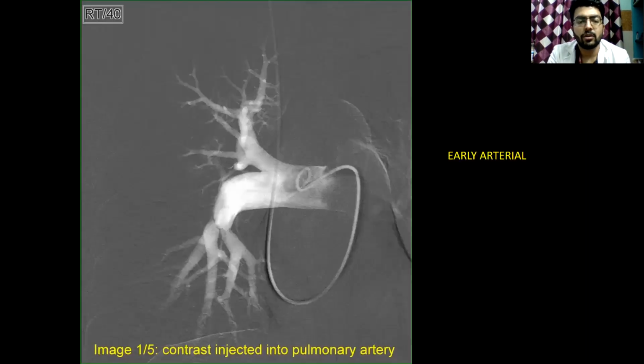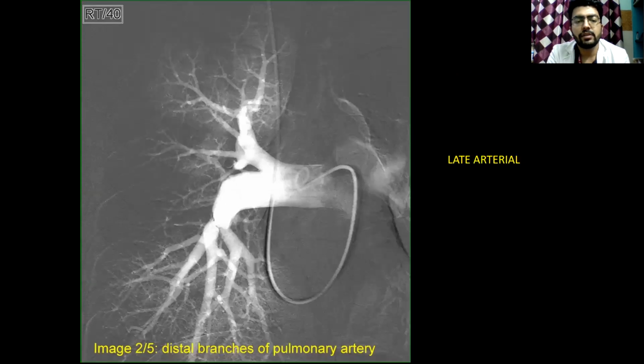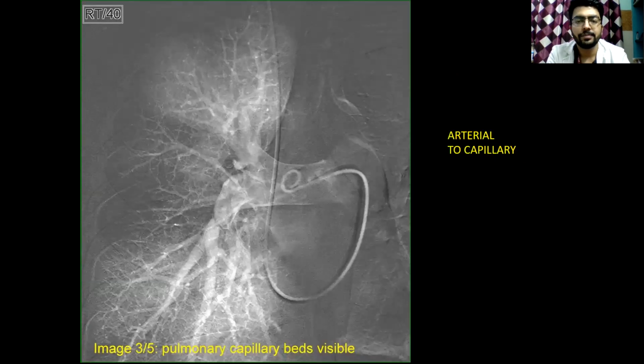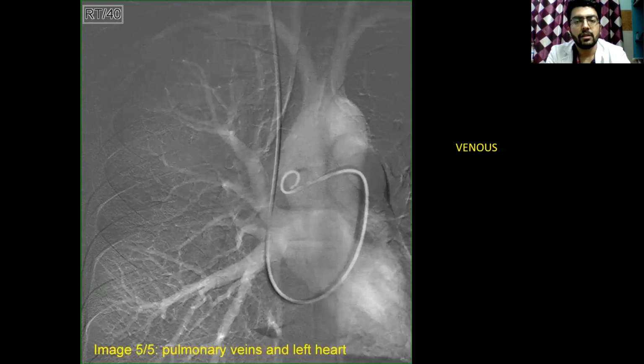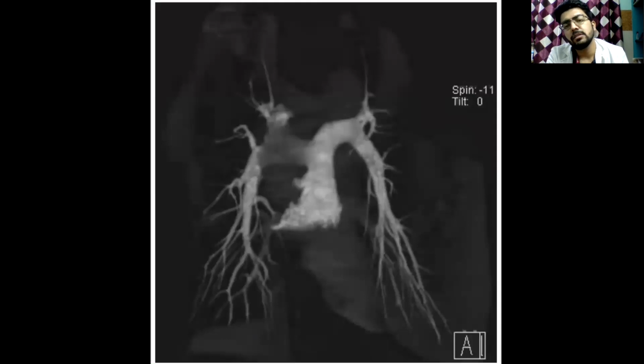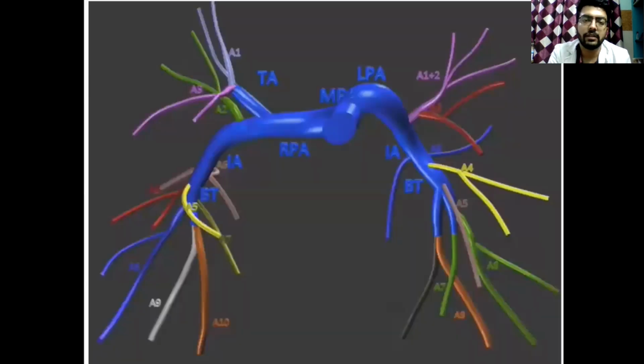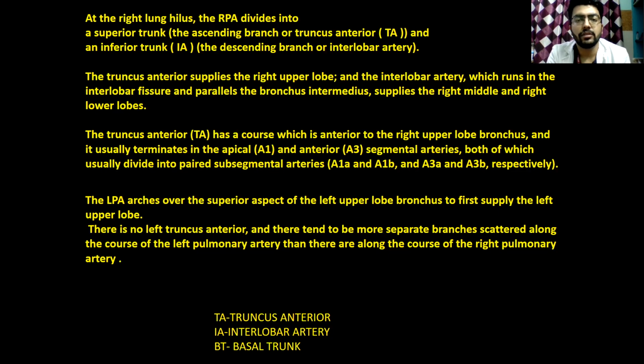This is the contrast injected in the pulmonary artery, early arterial phase. Late arterial phase, where we see the distal branches of pulmonary artery. Arterial to capillary phase, pulmonary capillary beds are now visible. And this is the pulmonary capillaries and veins that are visible now. Now venous phase, wherein the pulmonary veins and left heart are seen. This is the coronal image representing the same. This is the diagrammatic representation of the same thing.